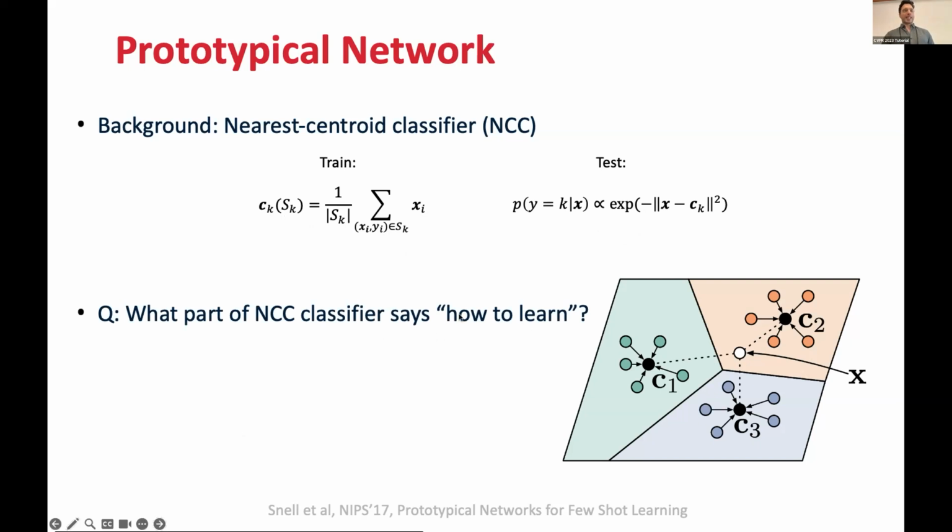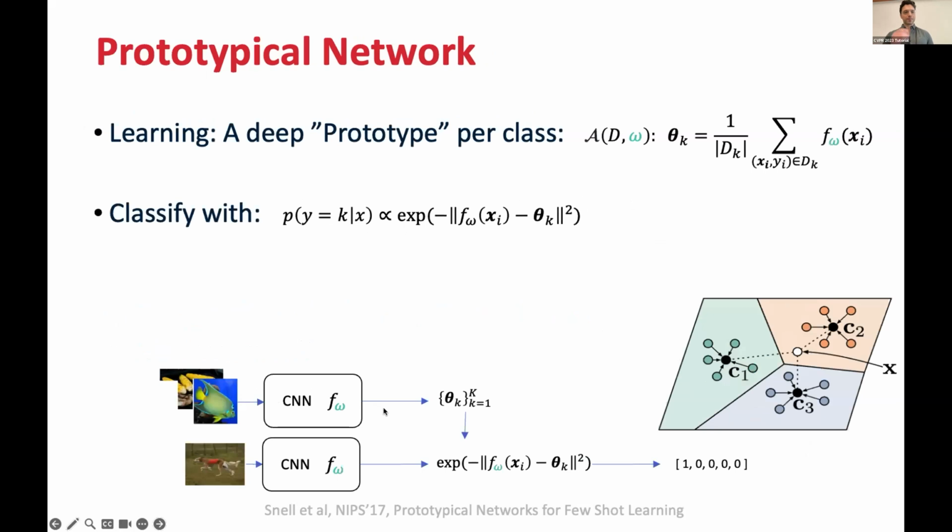We said meta learning, AKA learning to learn. So what aspect of the nearest centroid classifier defines how to learn? That aspect is, of course, the distance metric. Here I showed a Euclidean distance metric between the test point and the centroid, but it could be any other kind of distance metric, which you might parameterize by omega. Many of the amortized meta learners are trying to basically learn this distance metric.